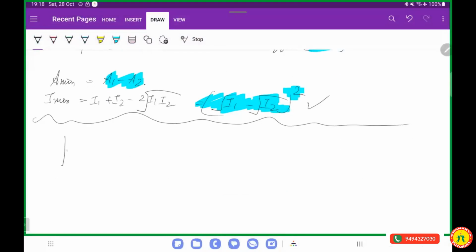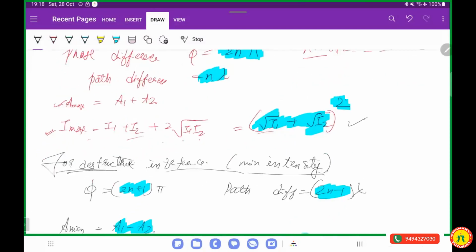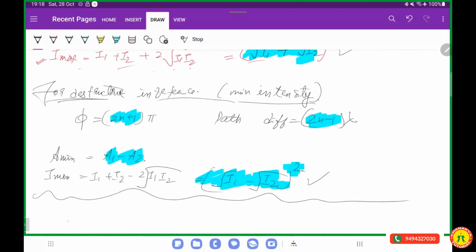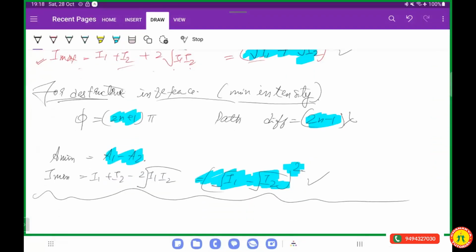Sir, constructive means making the wave larger. Yes, very good. And destructive means reducing the intensity. Reducing the intensity. Okay. Super.